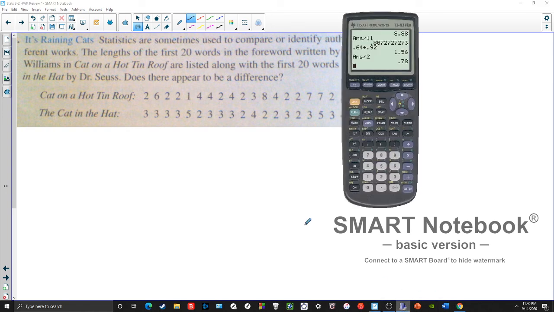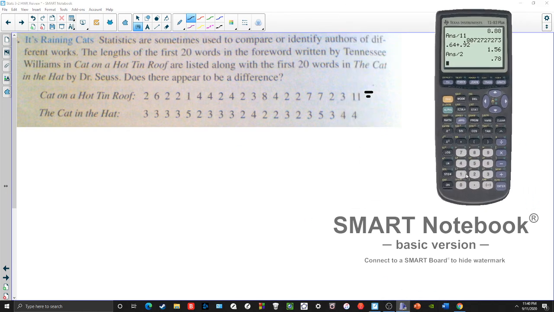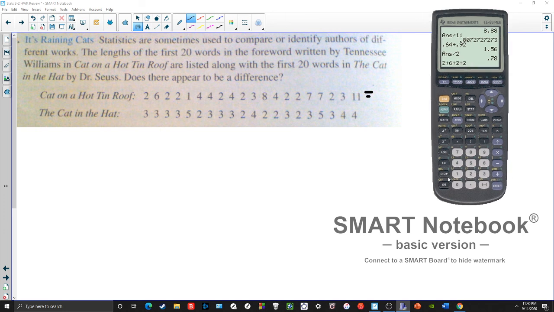Okay, so for Cat on a Hot Tin Roof, we're going to add and then divide by 20. So let's go ahead and add these real quick. It shouldn't take too long. Let's see, 2 plus 6 plus 2 plus 2 again plus 1. It'd be fun to see if you guys can do this in your head before I finish typing on the calculator. You can challenge yourself that way, although if you've already done it like you should, then that wouldn't be much of a challenge because you already knew what the numbers are.